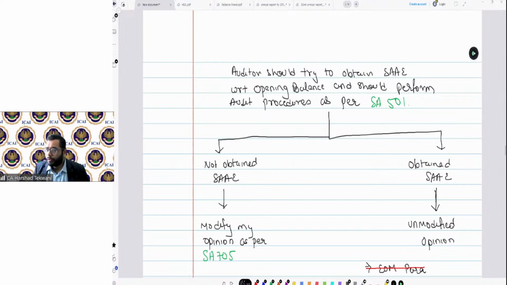If no doubts, what I suggest is let's take a quick 10-minute break. After the break, we'll gather back and continue the session where I need to discuss the rest of SA 710 and SA 720.